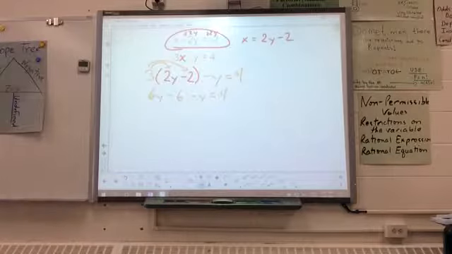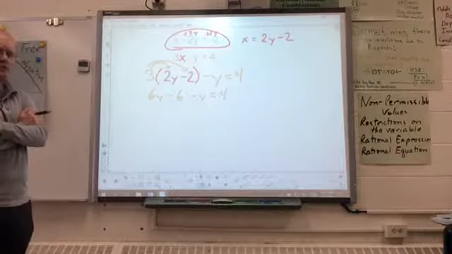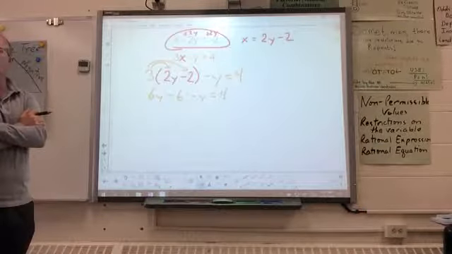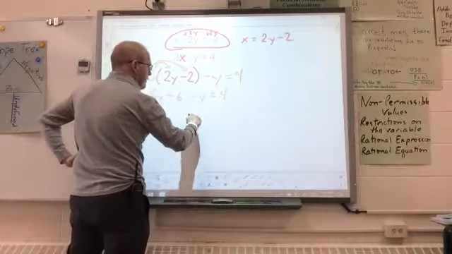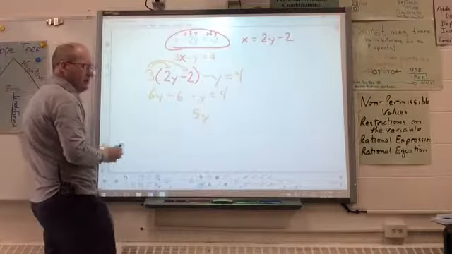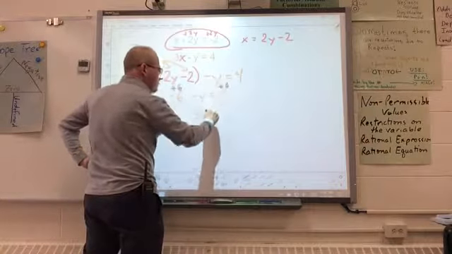Oh, I messed up. How do you find y? By putting your y's together. Yes. 6y minus... No, I messed up. 6y minus y is? Is 5y minus 2. How do I get rid of minus 6? Add 6. 10. Equals 10. 5.